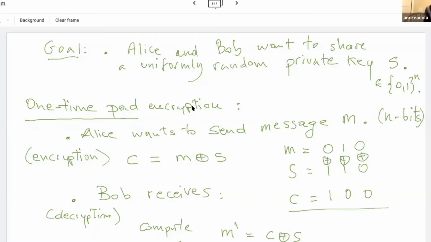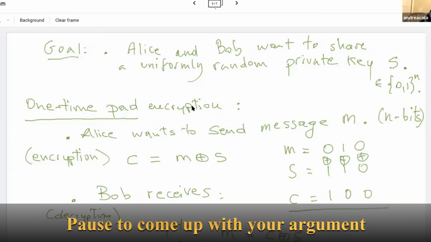So I agree with you. If I were to randomly guess, it'll be 1 over 2 to the n. But here, the eavesdropper does get something. It gets the ciphertext, so maybe that helps to recover M. I want you to argue that seeing the ciphertext does not help the eavesdropper. Does that make sense?